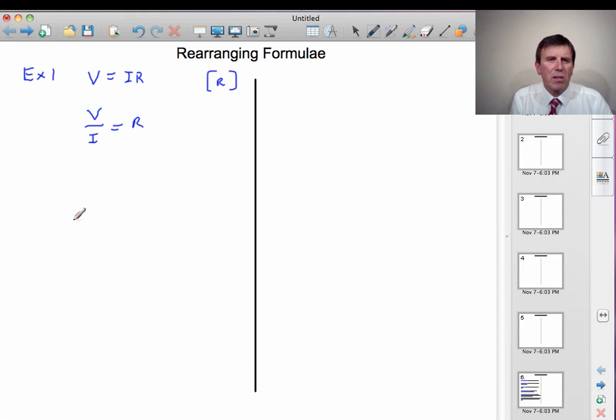However, if we are asked to make R the subject, then it's better to write the R on the left-hand side when we've finished. R equals V over I. Okay, moving on to example 2.